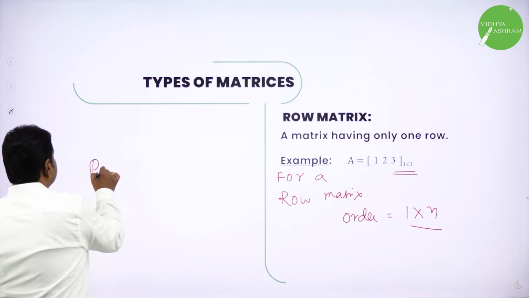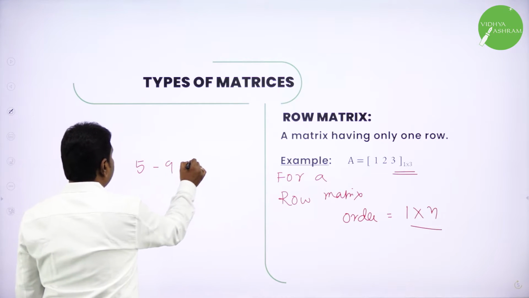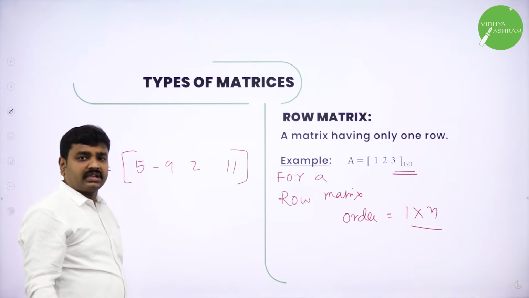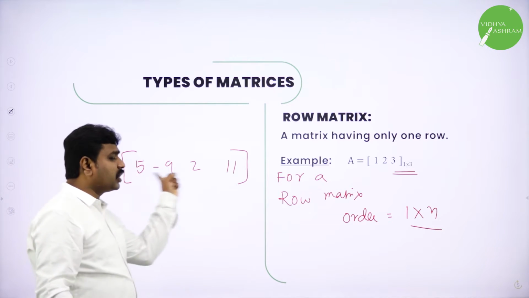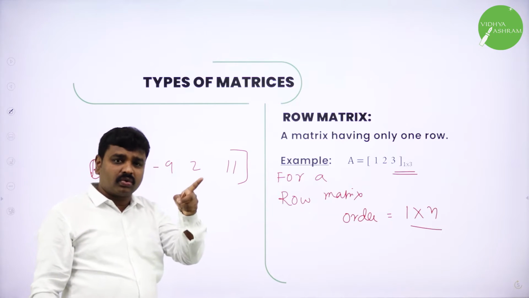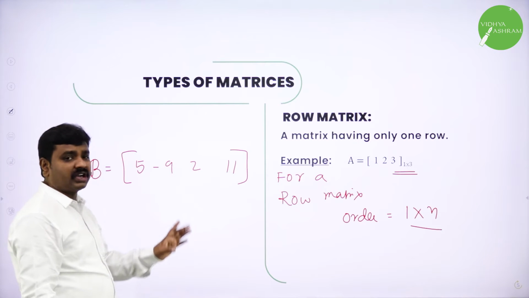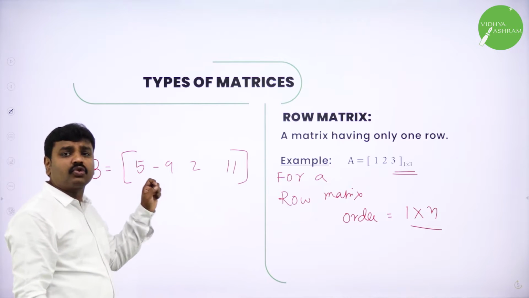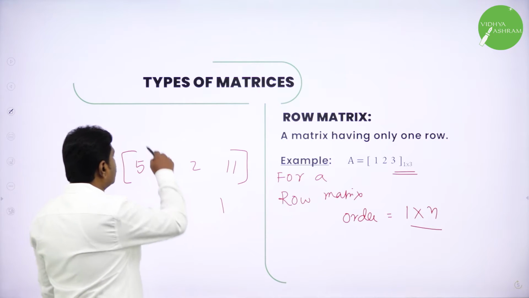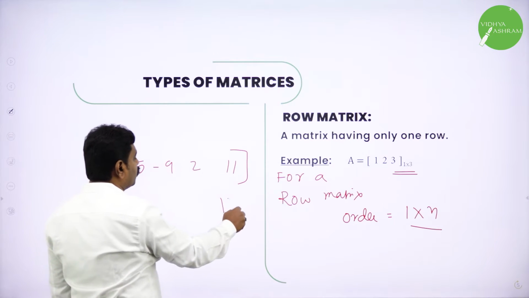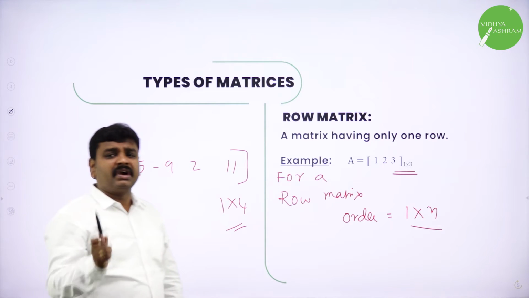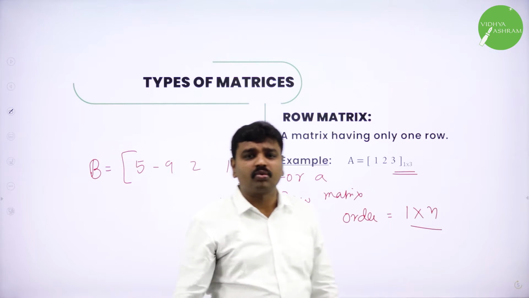So now I'll write matrix B is equal to 5, minus 9, 2, 11. Is this a row matrix? Yes. Why? Because it contains only one row. A matrix having only one row is called row matrix. This is row matrix. What is the order? Order means number of rows into number of columns. How many rows do we have? One row. How many columns? 1, 2, 3, 4. 4 columns. 1 cross 4. What is a row matrix? A matrix having only one row is called row matrix.